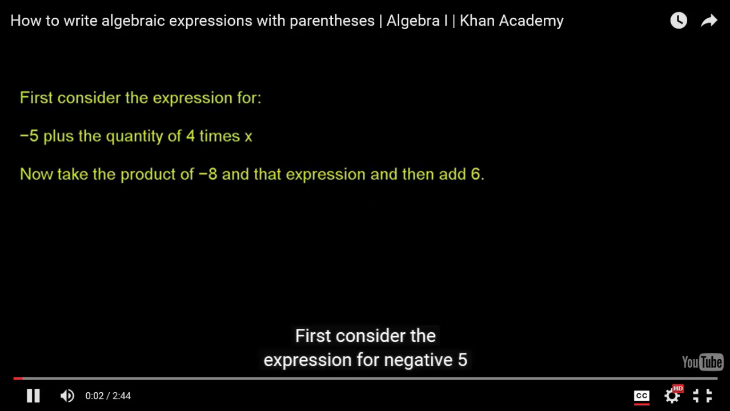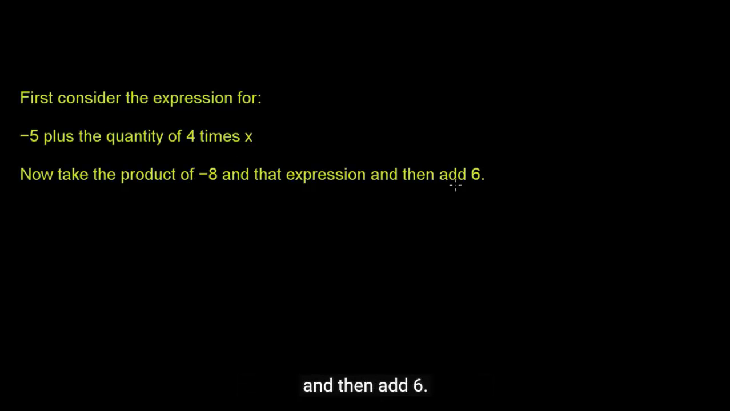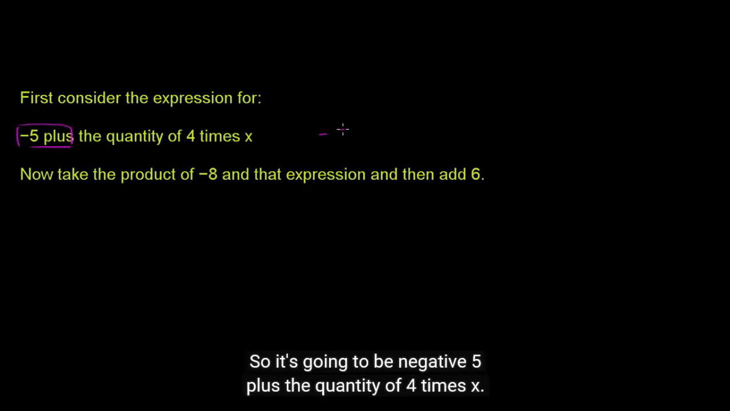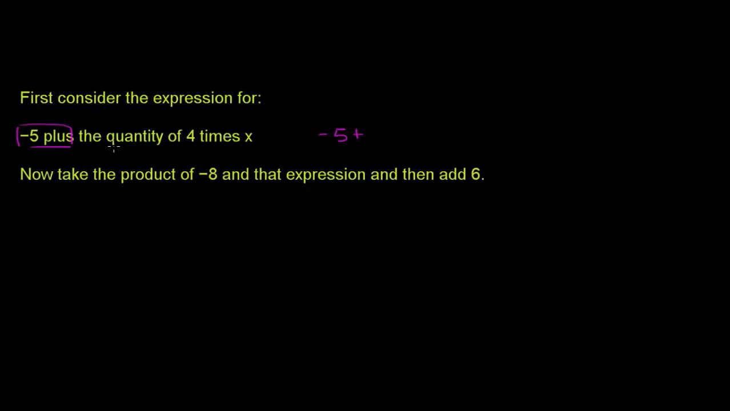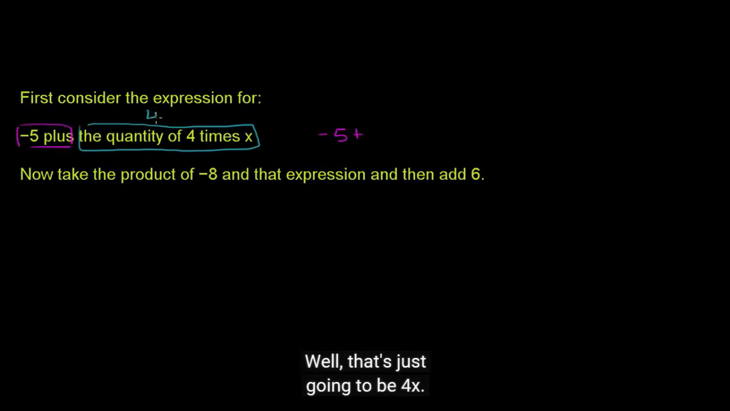First consider the expression for negative 5 plus the quantity of 4 times x. Now take the product of negative 8 and that expression, and then add 6. So let's do it step by step. First, we're going to have this expression, negative 5 plus something. So it's going to be negative 5 plus the quantity of 4 times x. The quantity of 4 times x is just going to be 4x. So it's going to be negative 5 plus 4x. So that's this expression up here.